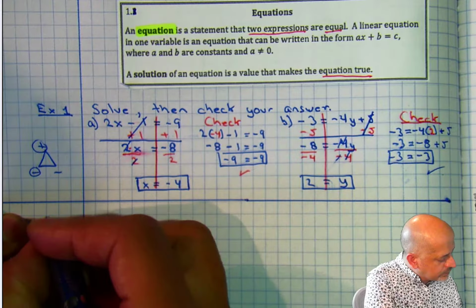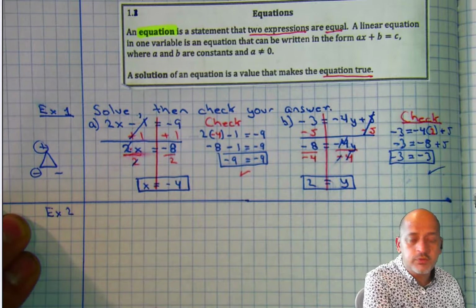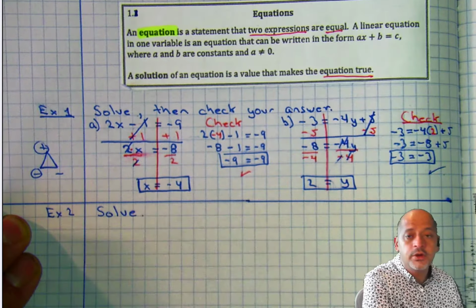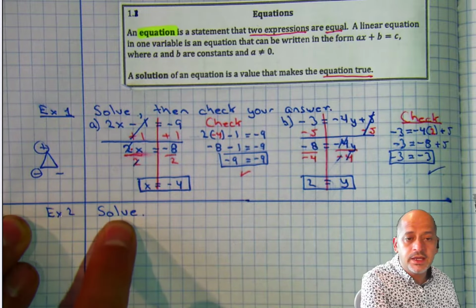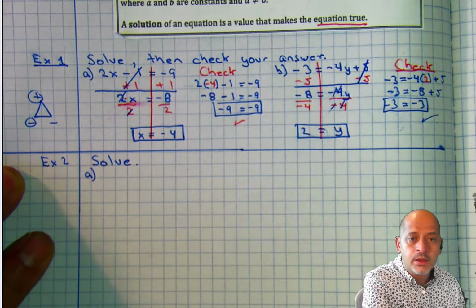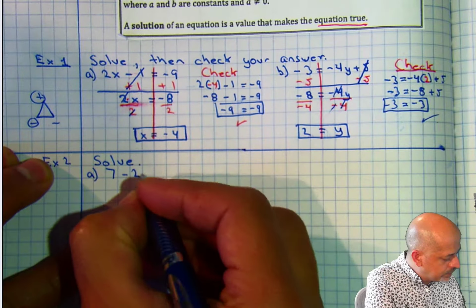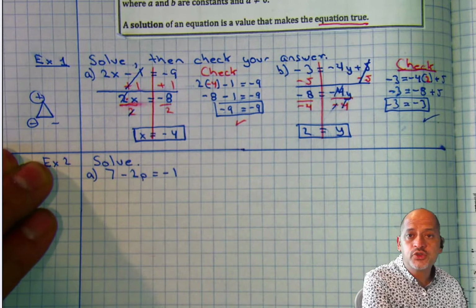So now let's go and write down example number 2. On example number 2, we are just going to solve. And I'm going to minimize the amount of instructions I need to write down. So just write down "solve" and example 2a. On example 2a, we have 7 minus 2p is equal to negative 1. And I need to solve the equation.